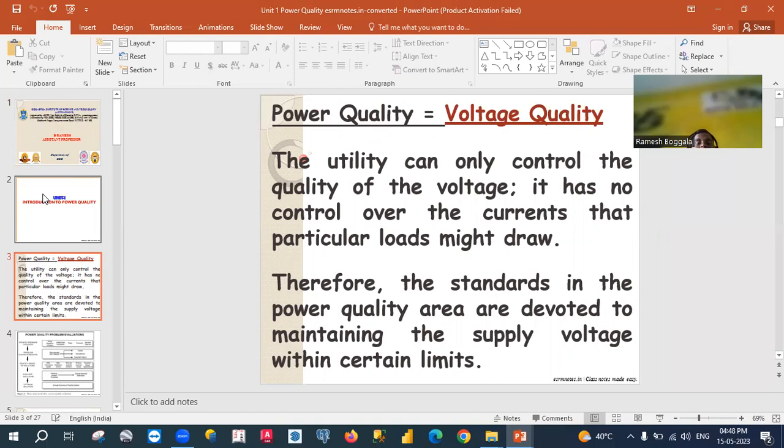The first one is: any power problem manifested in voltage, current, or frequency deviation that results in misoperation or failure of the customer equipment. So power quality is equal to voltage quality. Why? Because the utility can control only the quality of the voltage. It has no control over the current because that particular load might drop. Therefore, the standards in the power quality area are devoted to maintaining the supply voltage within certain minimum limits.